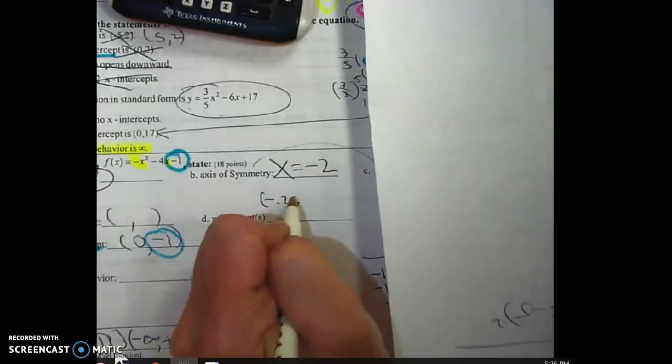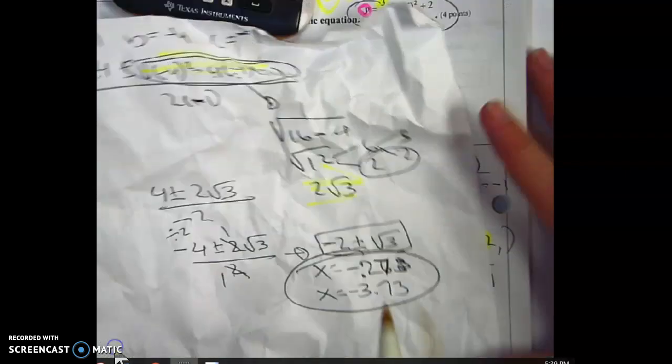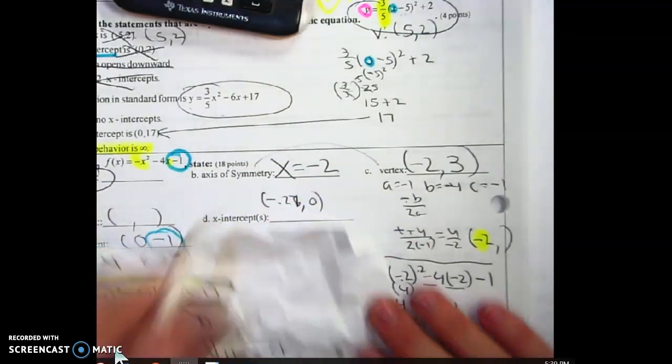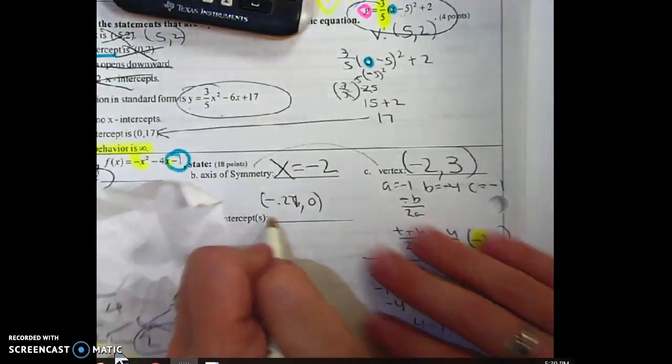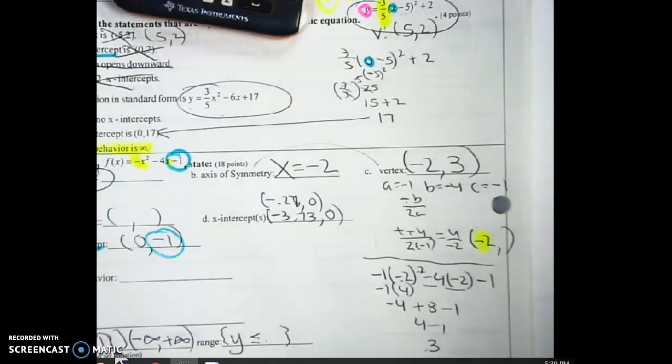So my x-intercepts are -0.26. I'm sorry, that should be 27 because I should be rounding to the nearest hundredth. So our two x's were 0.27, 0 and 3.73, 0. So x-intercepts are done.